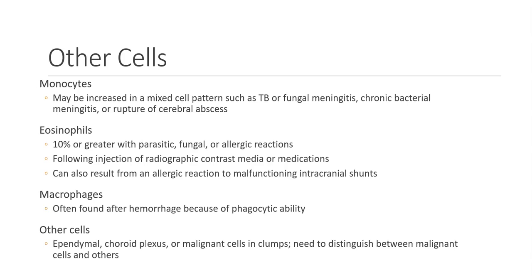Macrophages are often found after hemorrhage in the brain because of their phagocytic ability. We need to get rid of those red cells, especially the ones that have died. Other cells, the ependymal, choroid plexus, or malignant cells in clumps may be seen, and you need to distinguish between malignant cells and other normal cells. Because again, in certain cancers of the brain, malignant cells can be seen in the cerebrospinal fluid.